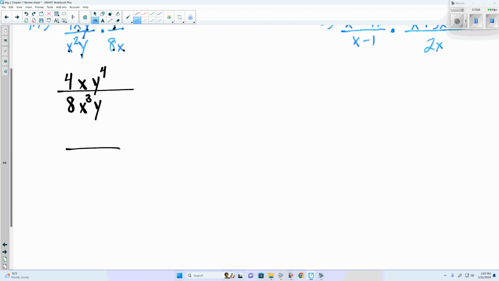Now we can simplify top and bottom. 4 over 8 is going to be 1 over 2. x over x to the 3rd: whenever we divide like bases, we subtract the exponents. 1 and 3, so 3 minus 1 is 2. And since it's bigger on bottom, it stays on bottom. And last one, 4 and 1 with our y's. 4 minus 1 is 3. And since it's bigger on top, it stays on top, telling us that this reduces to y cubed over 2x squared.